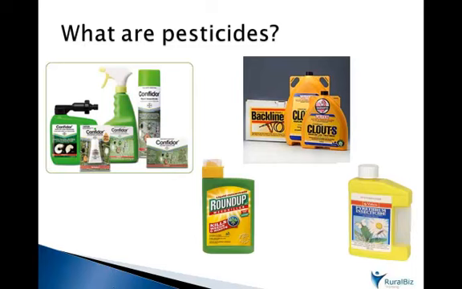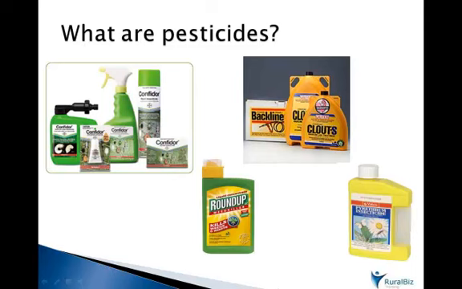On your screen you can see 3 examples of pesticides. Confidor is a fungicide and kills fungi. Clout is an insecticide used to kill lice, which are insects. And Roundup is a herbicide used to kill plants or weeds. These are all pesticides.